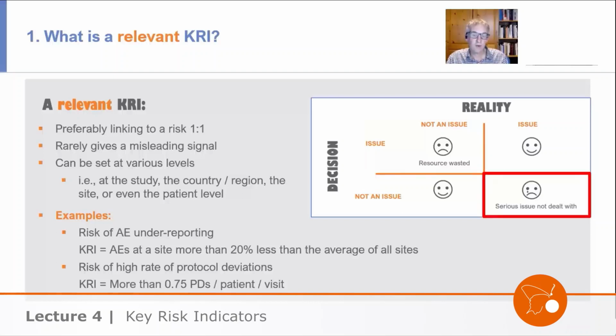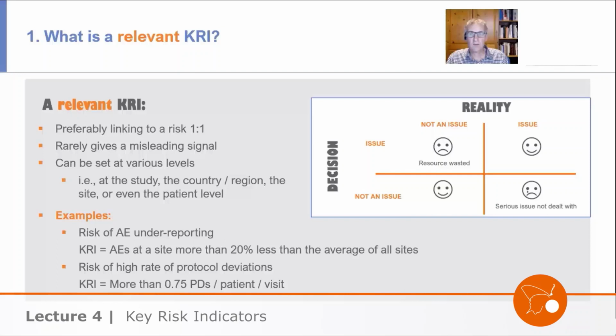Or what is really a worse scenario is there is a serious issue going on, but the KRI doesn't fire. We don't detect it through the KRIs, and then of course we've got a sort of false sense of security in a way. We think everything's fine, but actually it's not, and of course that's the more serious situation.